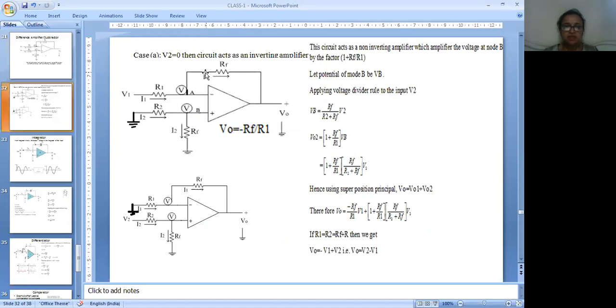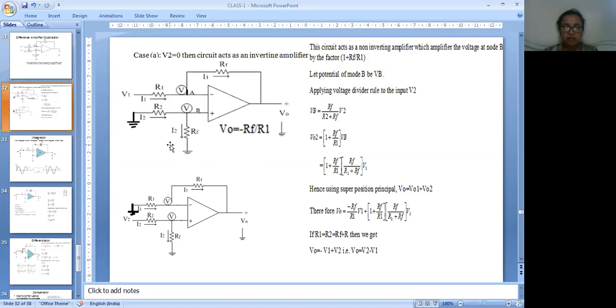Now you just see here, I have taken the first case. So what is the first case? I am applying V1 and finding out the output only due to V1. So V2 is grounded here. You just see the circuit diagram. You just analyze the circuit diagram. You just compare this circuit diagram with the previous applications.